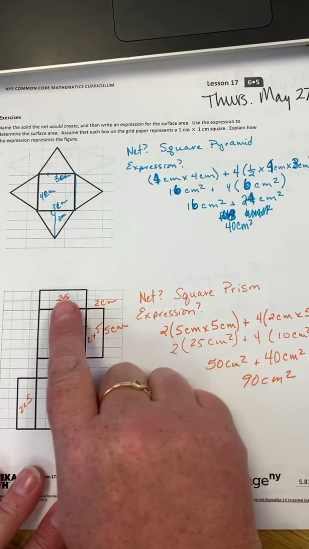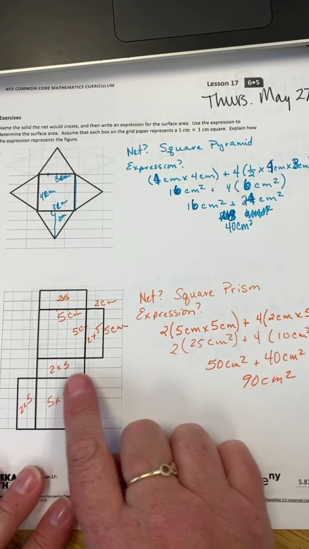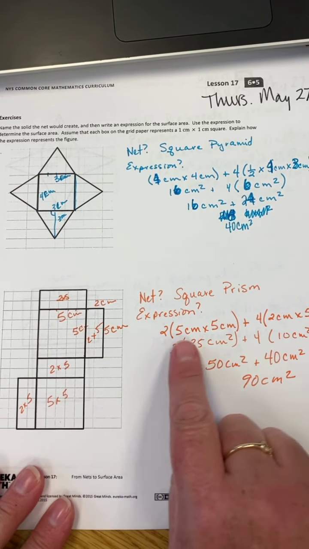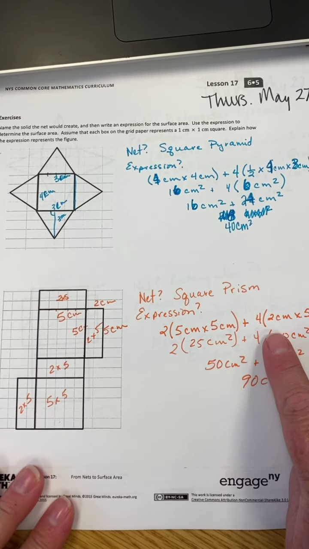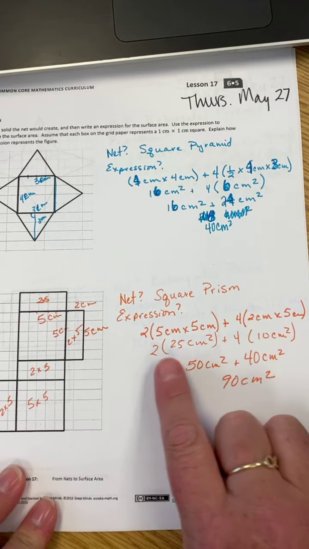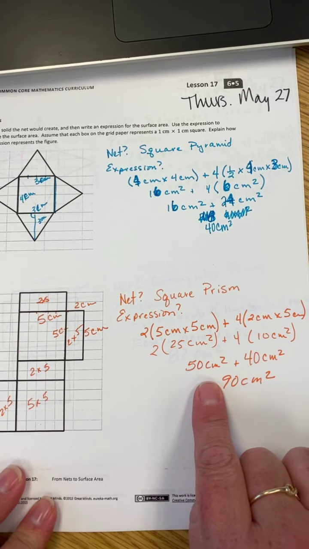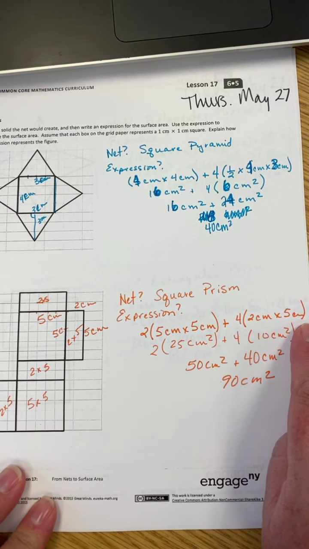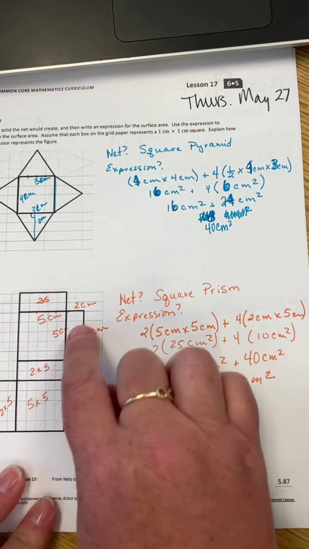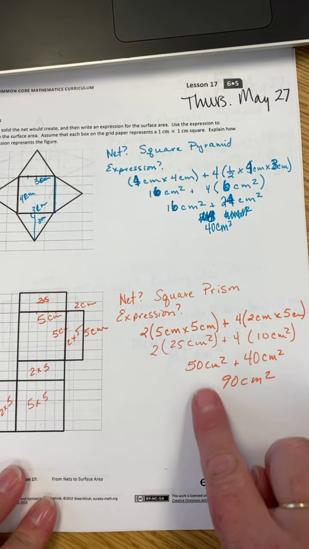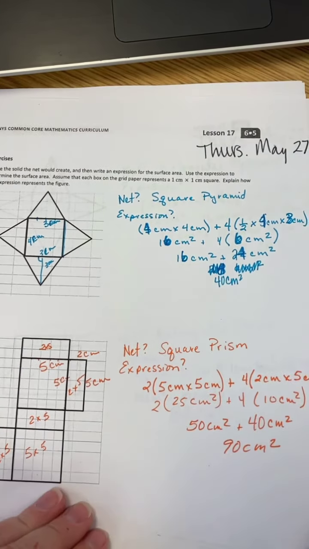So the next one, this is a square prism. We're going to have 2 of the squares, which is a 5 by 5, and we have 4 of these pieces, which is a 2 by 5. And so 5 by 5 is 25 centimeters squared. Times that by 2, we get 50. 2 centimeters by 5 centimeters is 10 centimeters squared. Times that by 4 because there are 4 of them. I get 40. I add that all up together and it's 90 centimeters squared.